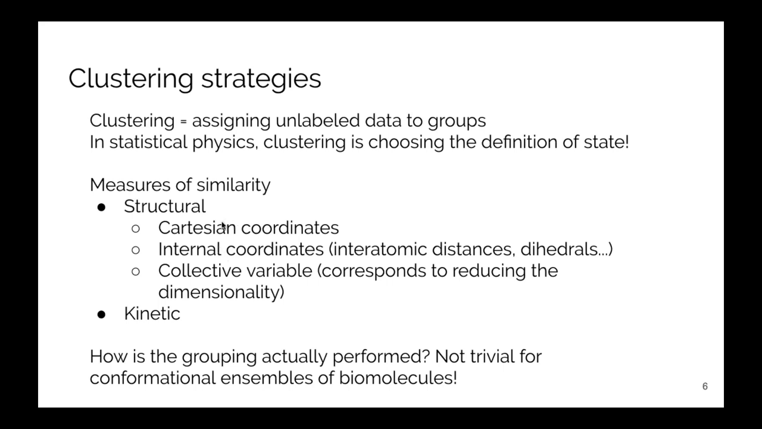Measuring similarity can be done by considering the similarity in terms of Cartesian coordinates, which might seem like the most straightforward choice. Unfortunately, it's often dependent on the type of alignment that we use, and choosing an alignment is not trivial in the general case. It can be based on internal coordinates, which are more robust, or actually rototranslationally invariant, and those could be interatomic distances or dihedrals or similar. And then we can also measure similarity in a reduced dimensionality, so along collective variables, as I was describing in the previous slide.